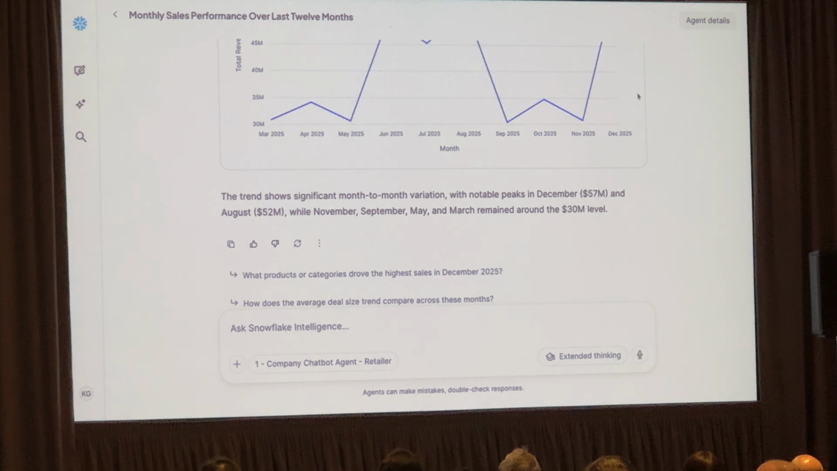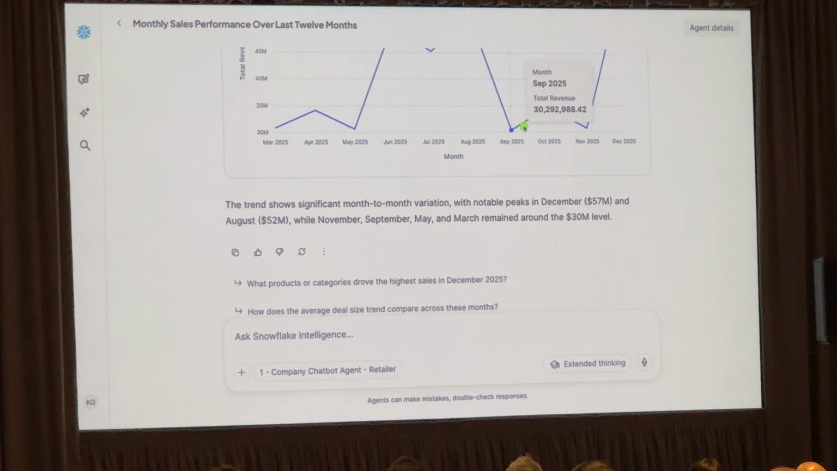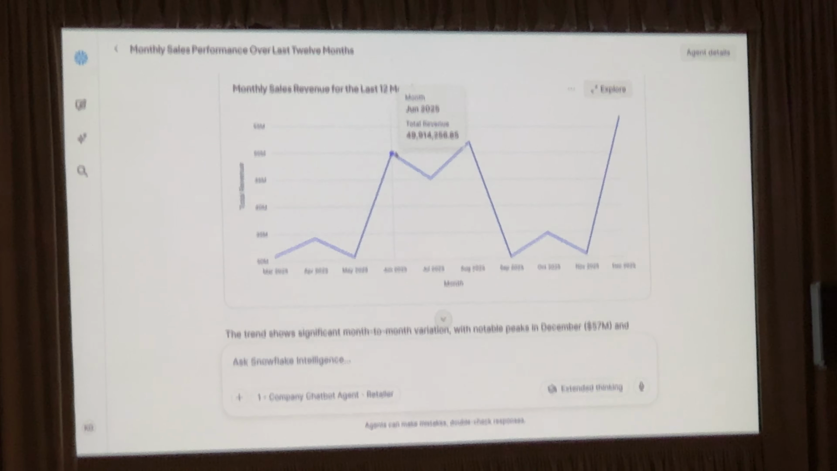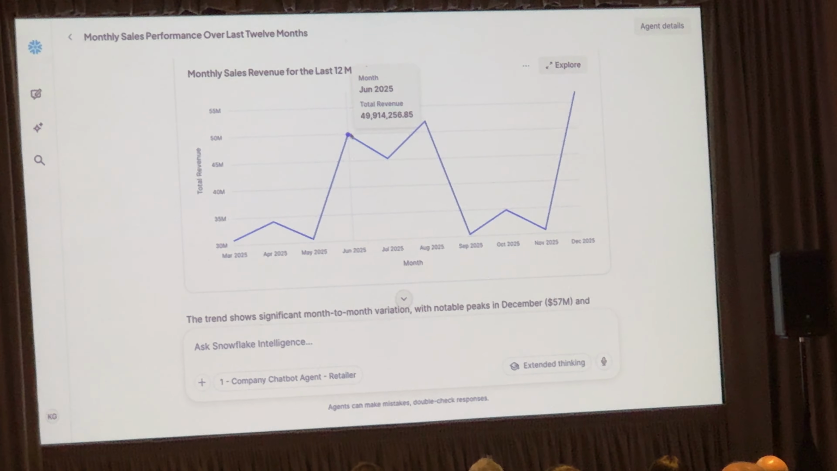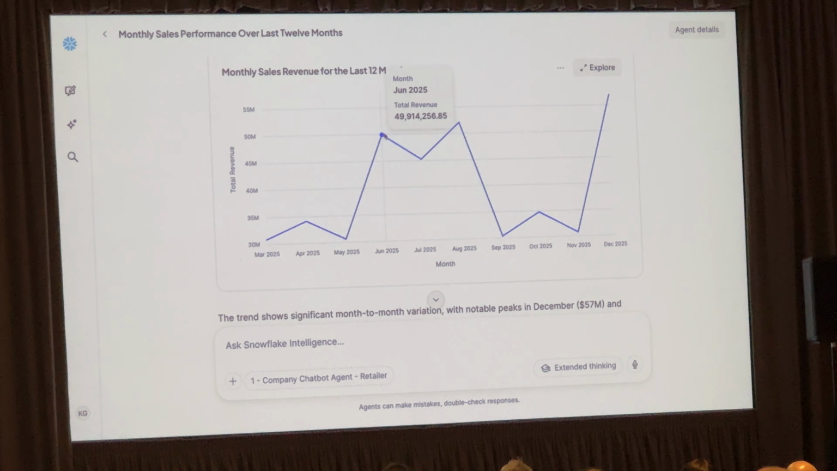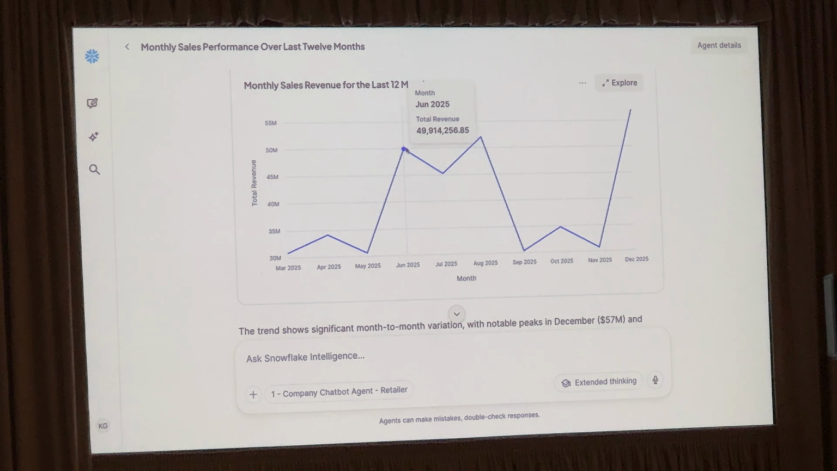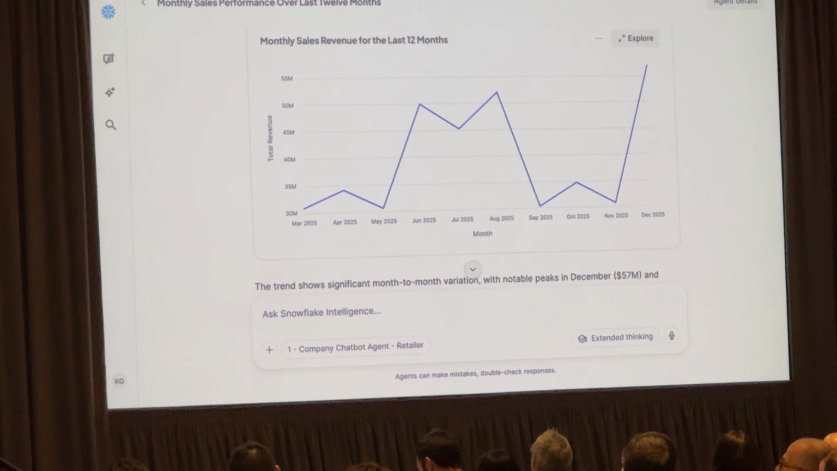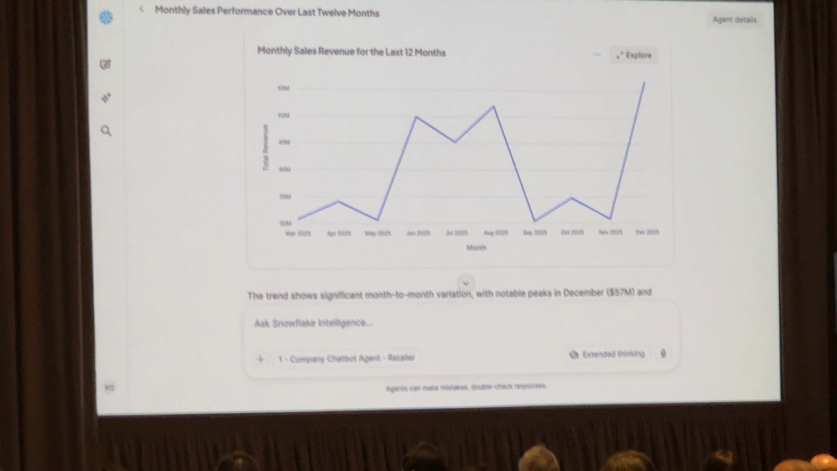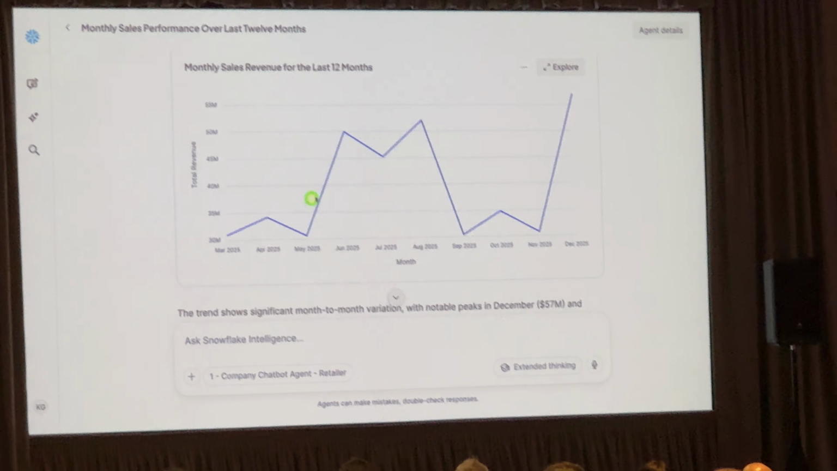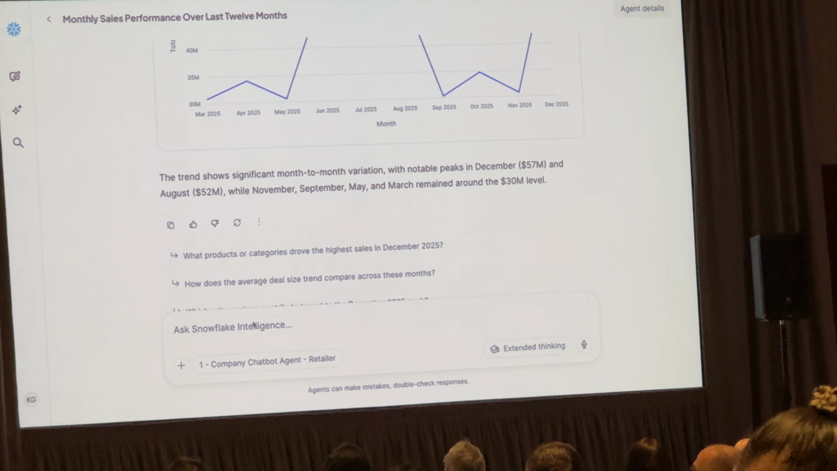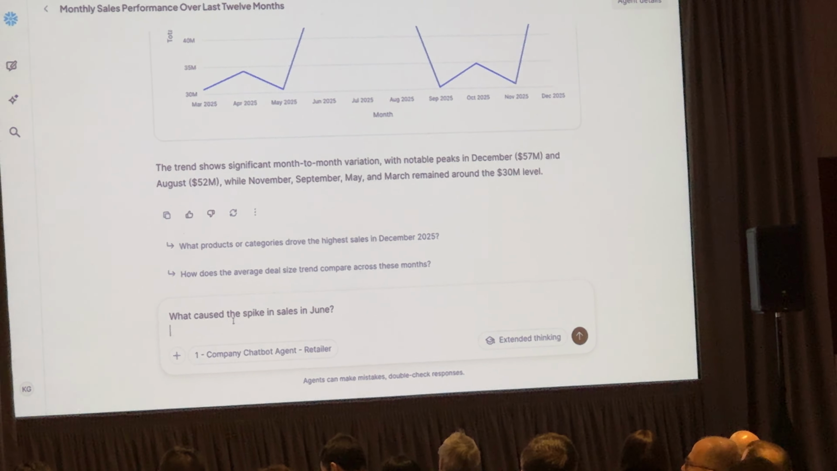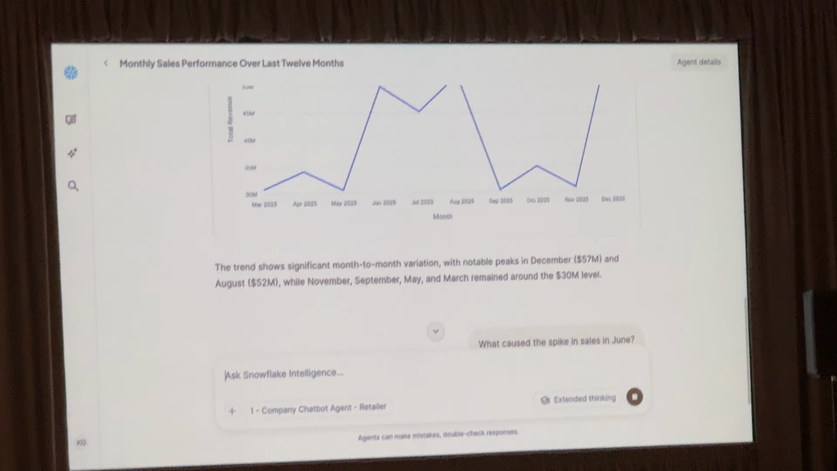But what I'd like to do next is take a look at this big jump in sales in June, and see if Snowflake Intelligence can help us understand what caused that. So I'm going to copy and paste this because I won't torture you by trying to type live. And we'll see what caused the sales spike in June.